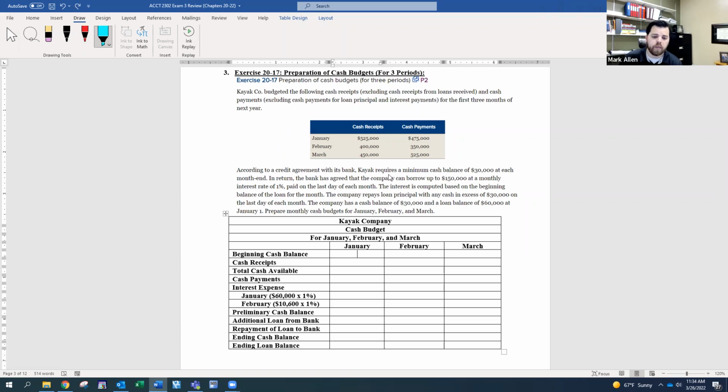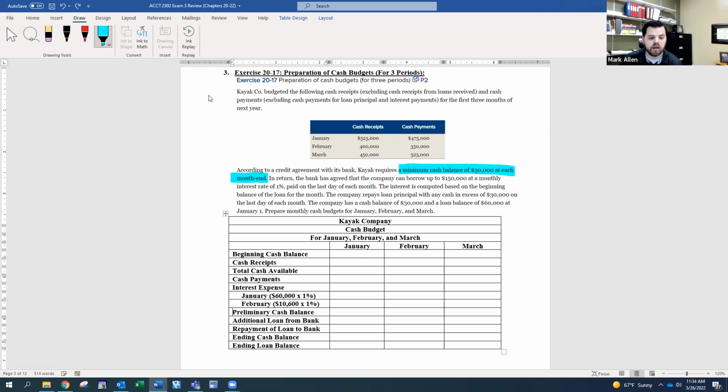According to a credit agreement with our bank, Kayak requires a minimum cash balance of $30,000 at each month end. That is super important. That means that when I come down here to my preliminary cash balance, that better be at least $30,000. If it is not, we must take on a loan.